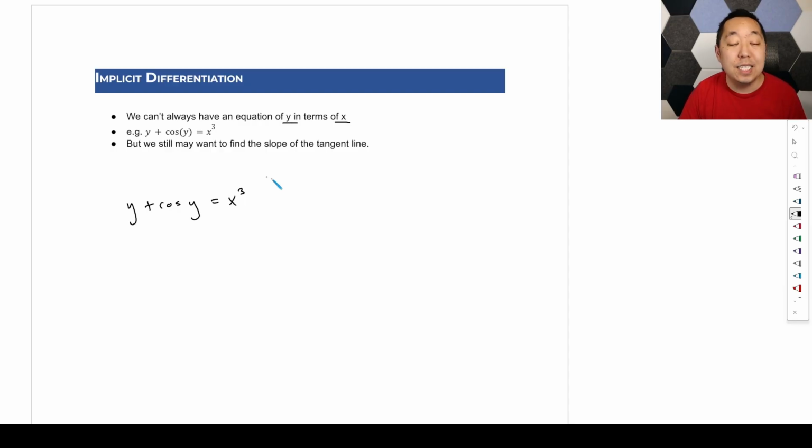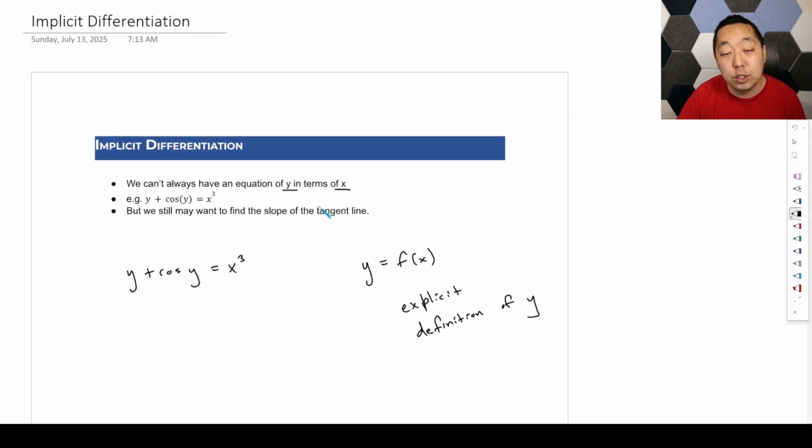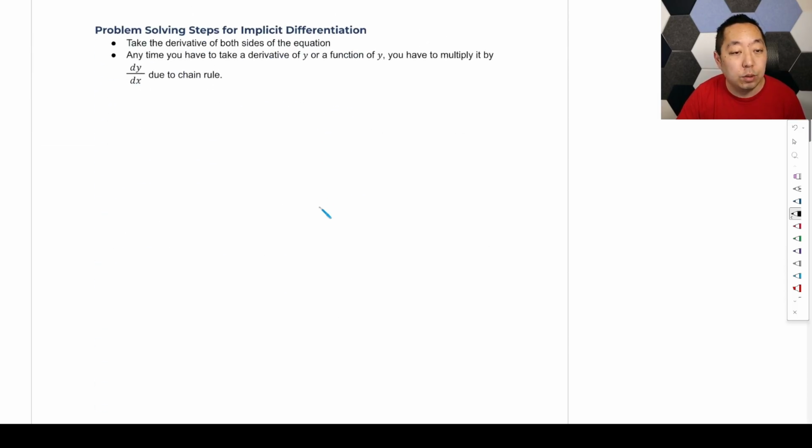That's where implicit differentiation comes in. We call this not an explicit function of x. So y equals some function of x would be an explicit definition of y. But this is implicit because we have a relationship between y and x, but we don't know what y is equal to in terms of x, right? And so while it's tricky to analyze, we may still want to find the derivative.